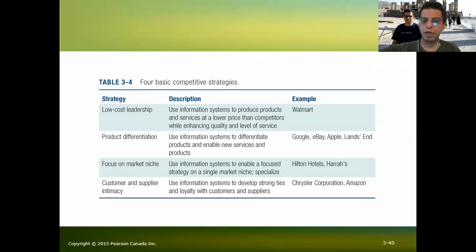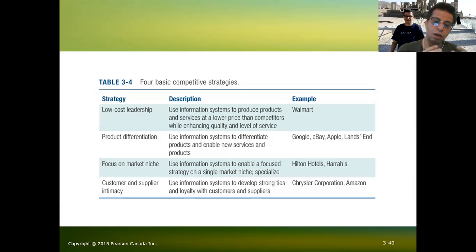So there are the four basic strategies. We said low cost leadership, which is using the information system to produce products and services at a lower price than the competitors, while enhancing the quality and the level of service, like Walmart. Then product differentiation, where you use the information system to differentiate the product and enable new services and products to keep coming, like Apple, Google and eBay.